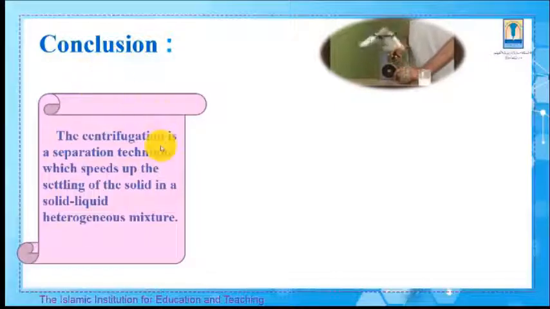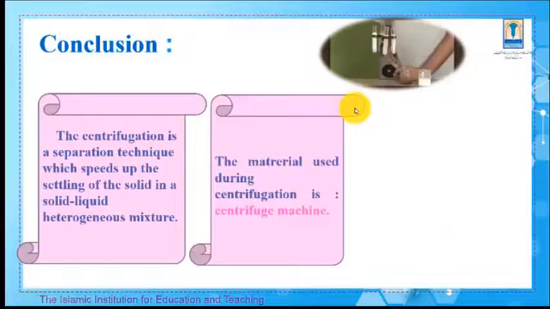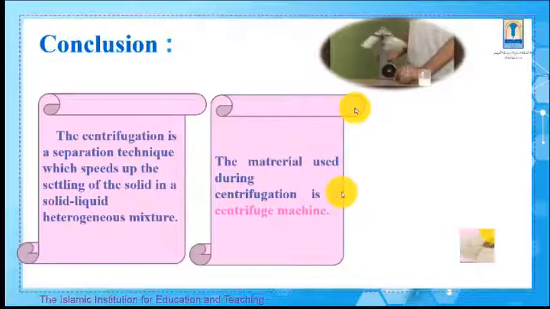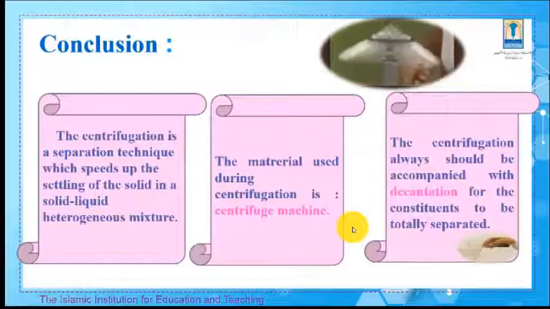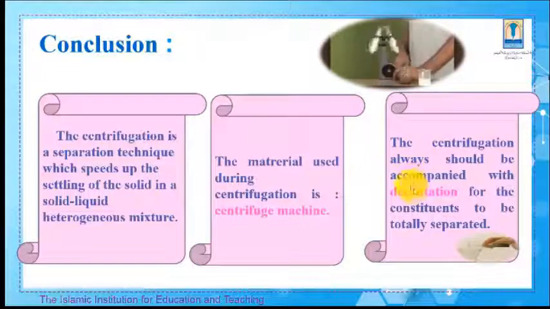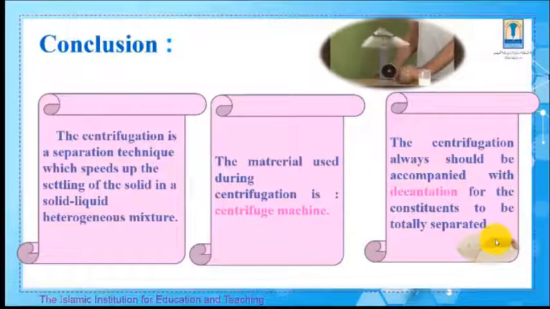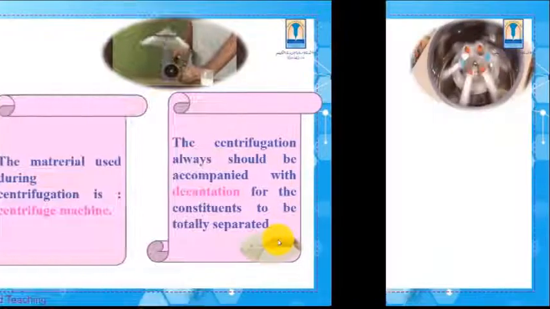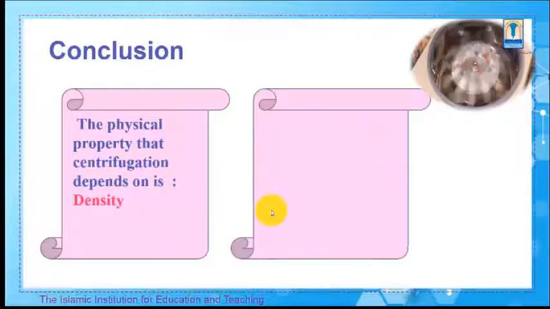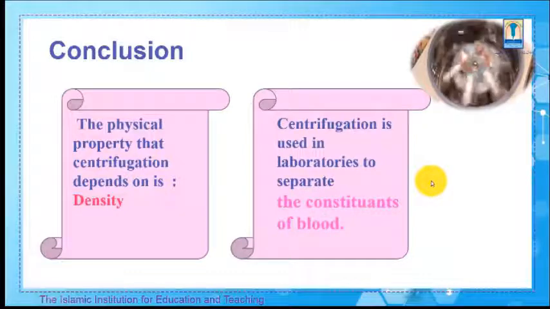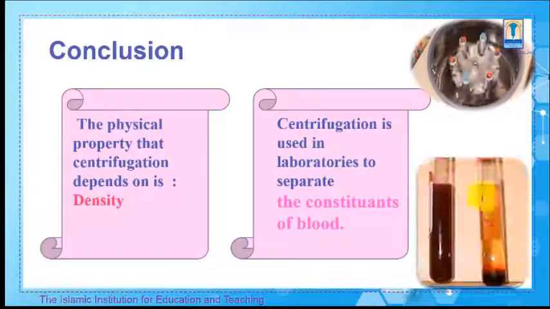Conclusion. Centrifugation is a separation technique which speeds up the settling of the solid in a solid-liquid heterogeneous mixture. The material used during centrifugation is a centrifuge machine. Centrifugation should always be accompanied with decantation for the constituents to be totally separated. The physical property that centrifugation depends on is density. Centrifugation is used in laboratories to separate the constituents of blood.